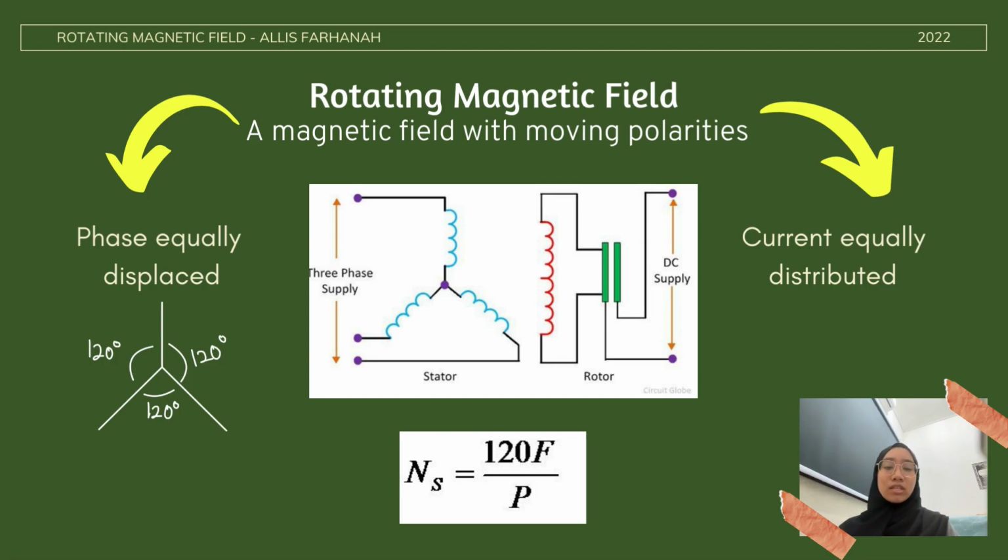Next, this rotating magnetic field depends on the frequency of the supply and also the number of poles of the motor, whereby that number of poles should be constant.